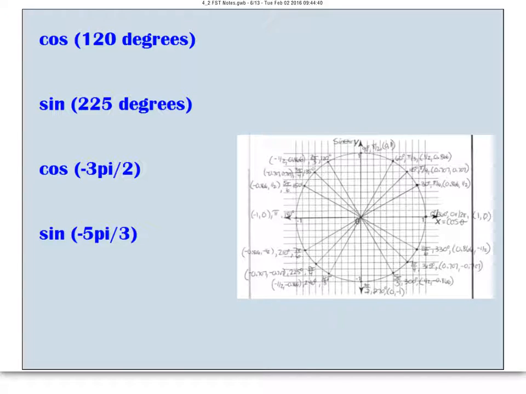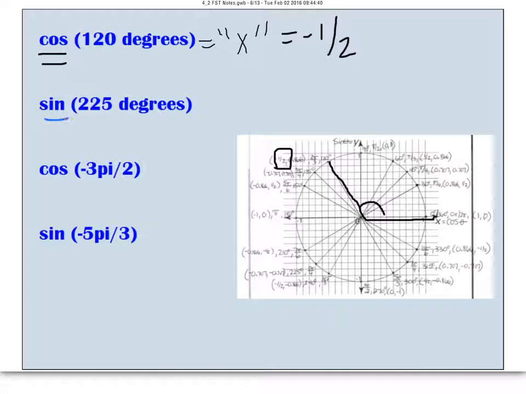Now let's do some more practice. Here they want us to find the cosine of 120 degrees. Remember, cosine means they want the x value. Well, all we need to do is move 120 degrees. So on our unit circle here, we're going to go up and move 120 degrees, which lands us right there. Now they want the cosine, so if I look at that, the x value here is negative 1/2.